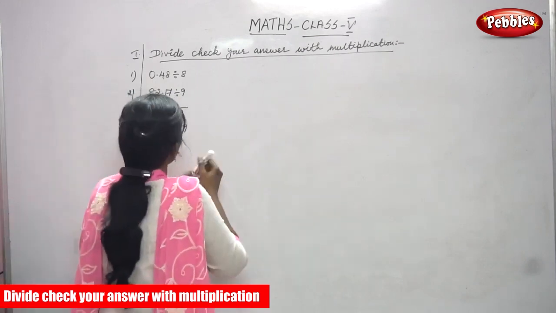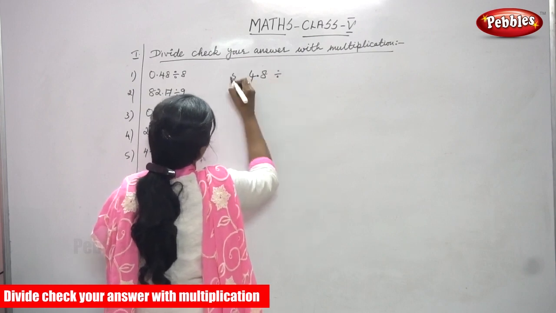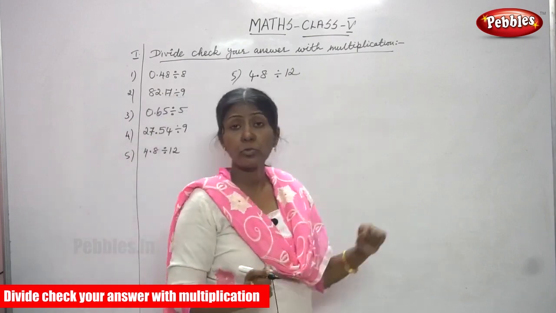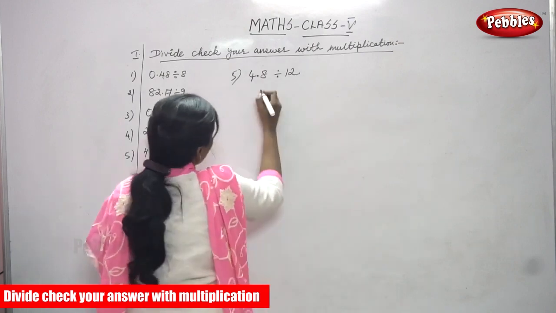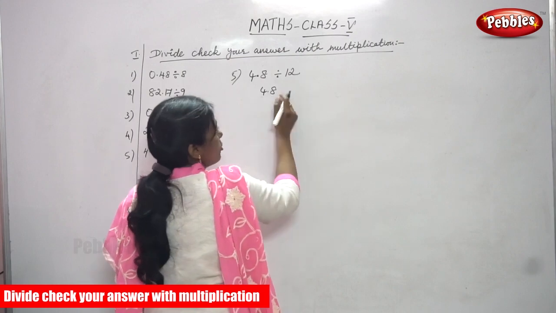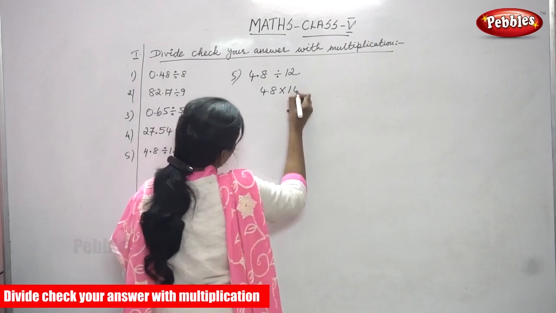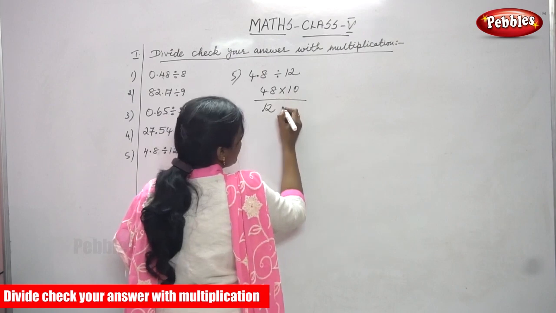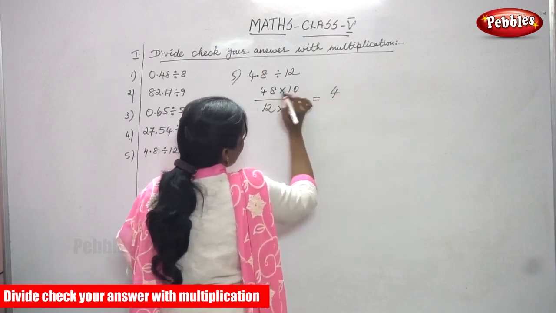So here, 4.8 is the last sum. 4.8 is divided by 2. So again, you have to divide the decimal number by the whole number. 4.8, that means you have to first change it to a whole number. After the point you have only one digit, so you have to multiply by 10. So divided by 12. If the numerator is multiplied by 10, the denominator is also multiplied by 10. So you move one place to the right.